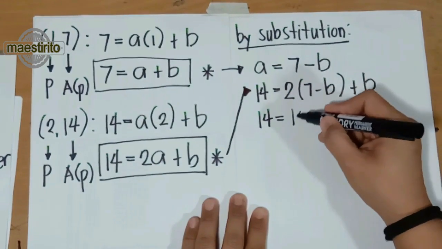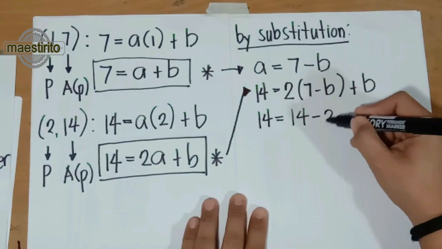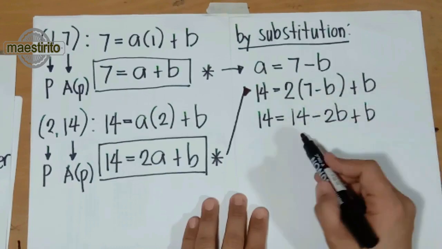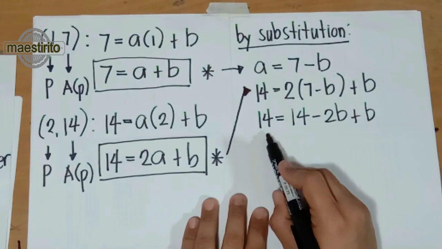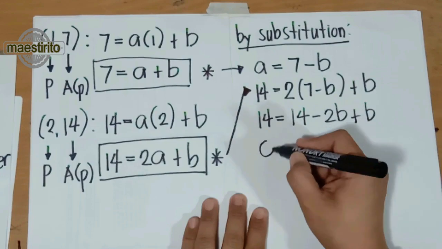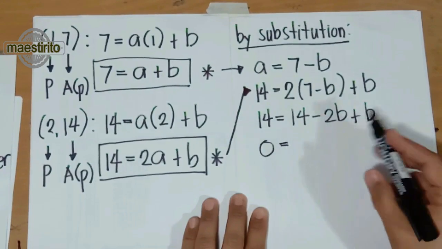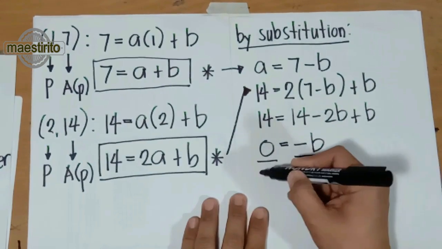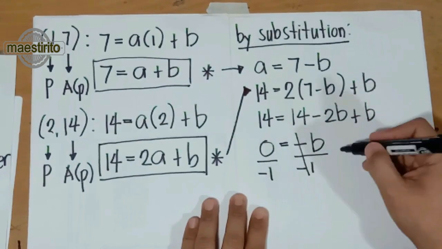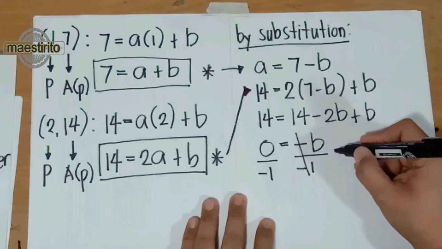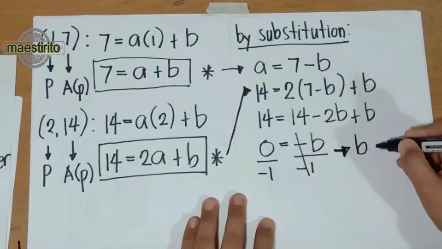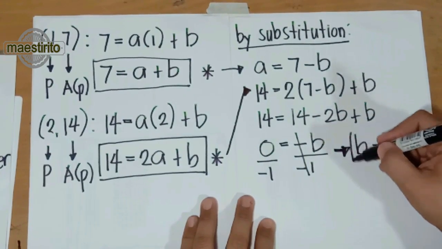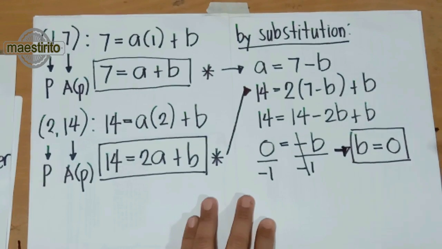By continuing the solution, that will give us 14. 2 times 7, that's 14. That's negative 2B plus B. Then you transpose the 14 here. So 14 minus 14 will give you 0, equals negative 2B plus B, that will give you negative B. Then divide both sides by negative 1. So this will give us now B is equal to 0 divided by negative 1, 0. There you go. We now have the B.